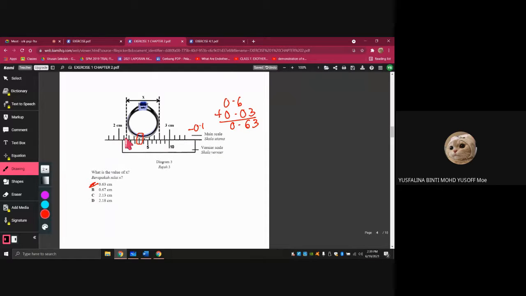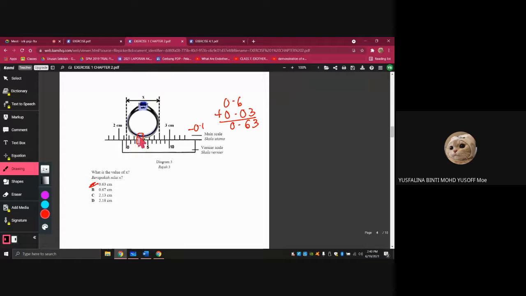Okay, but this one is in the middle, so you need to calculate at the main scale first. You calculate 1. This one you don't calculate, start from this one. This one is like only half, right? So 1, 2, 3, 4, 5, 6. So 0.6.